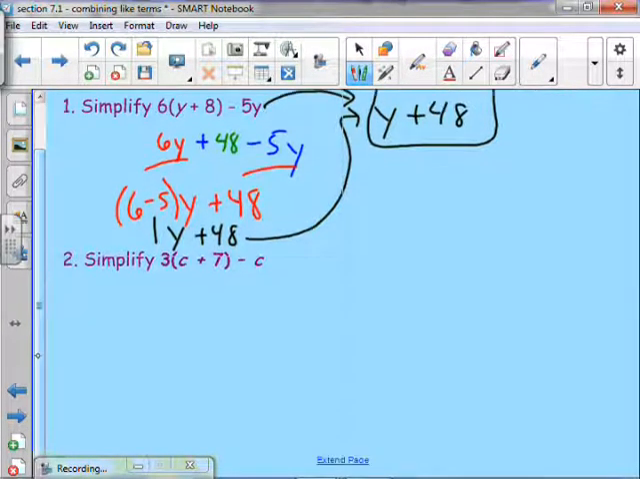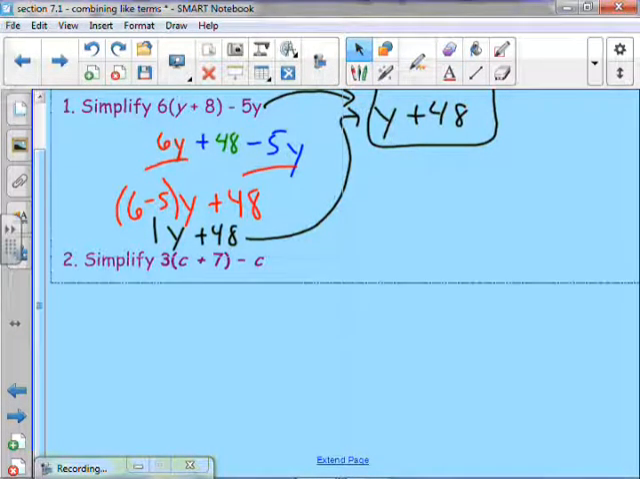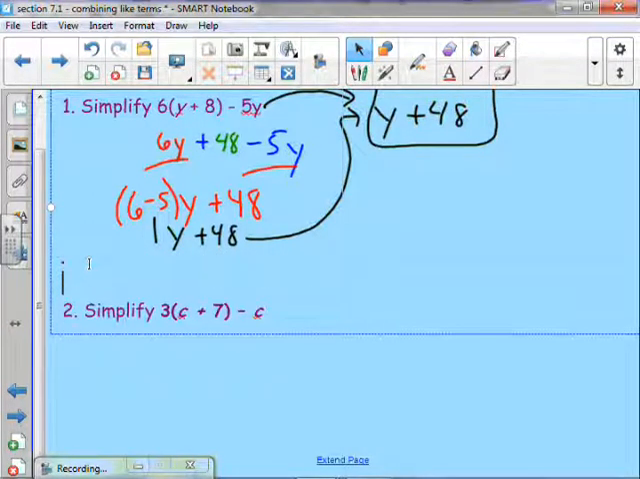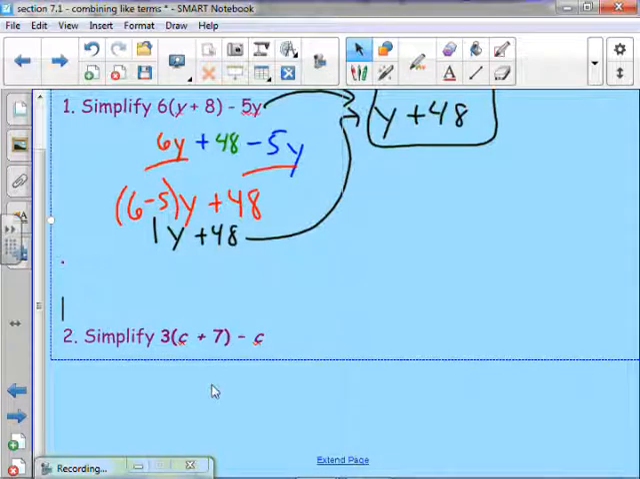Okay, let's go over another one. I have this simplified 3 times c plus 7 minus c. And what I'm going to do is first I'm going to give myself a little more room. Okay. Got a little bit more room here. And now I'm going to work on number 2.